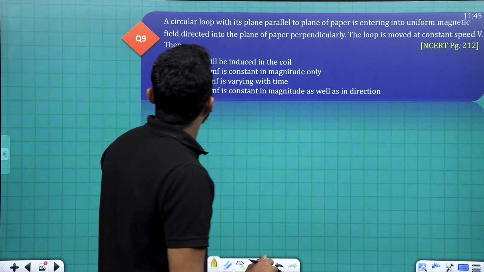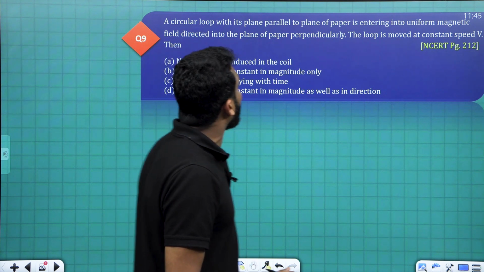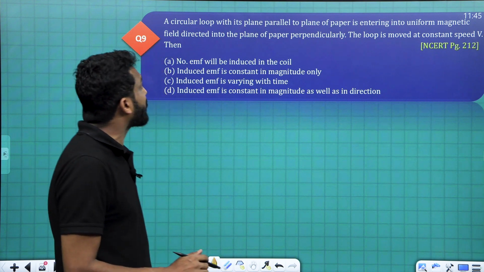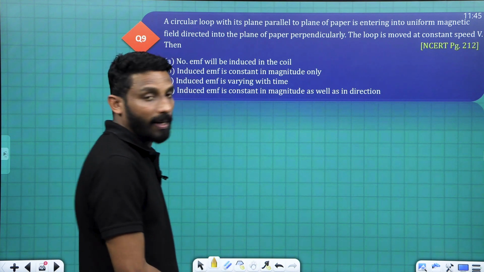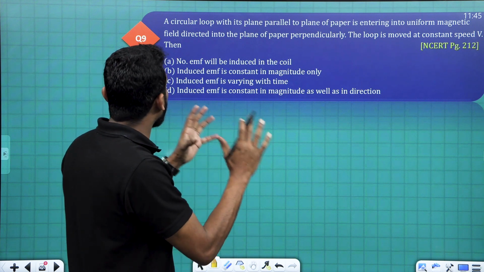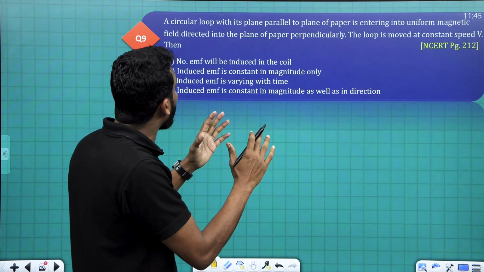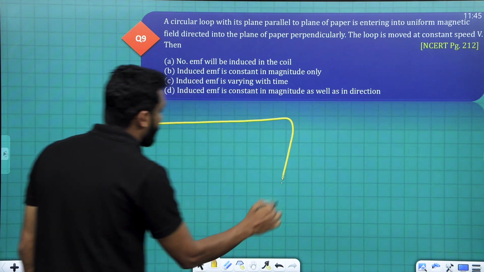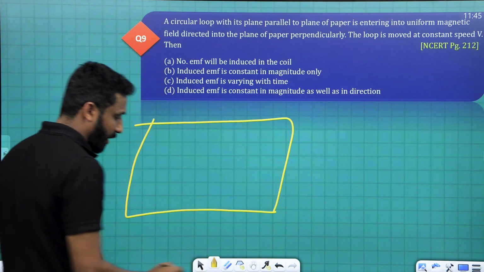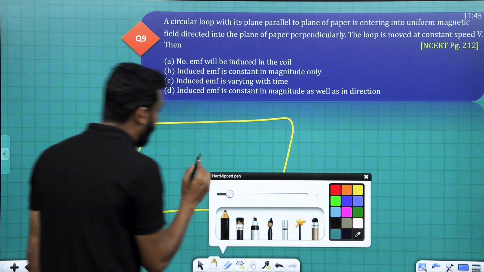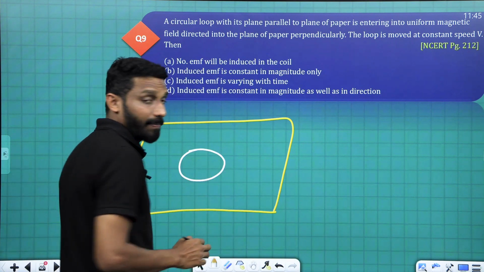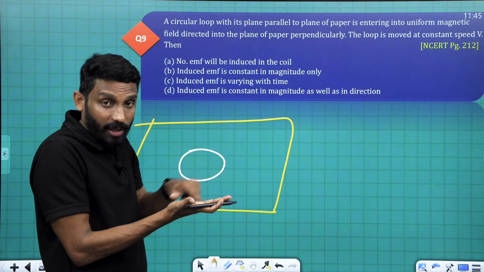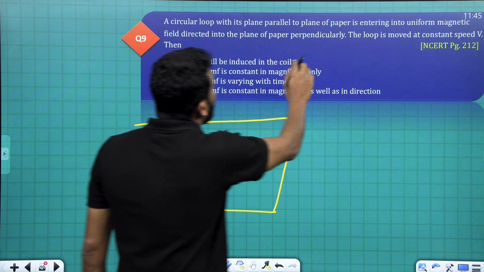A circular loop with its plane parallel to plane of paper is entering into uniform magnetic field directed into the plane of paper perpendicularly. Circular loop is there with its plane parallel to plane of paper. Let this be the paper. Okay. And there is a circular plane. This is the paper and this is a circular plane.